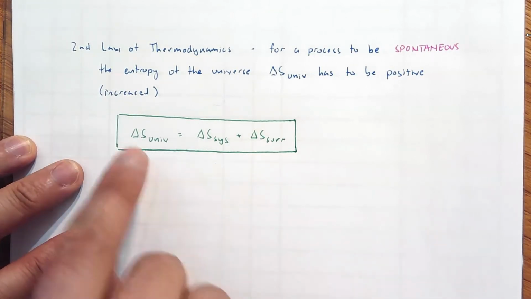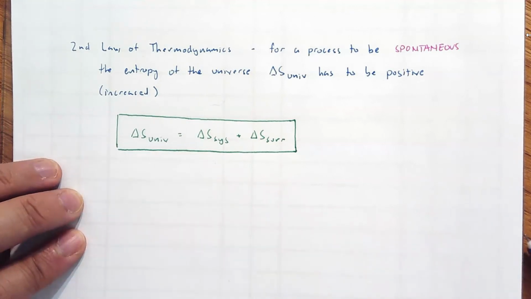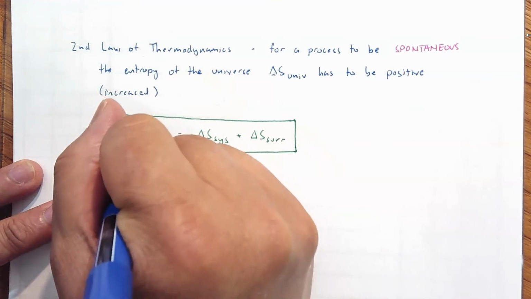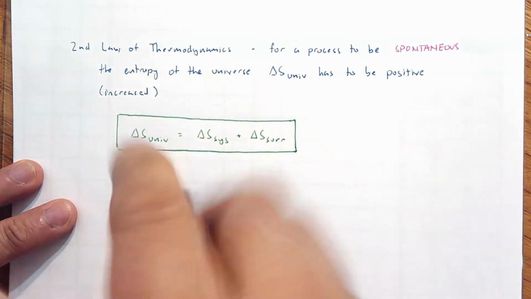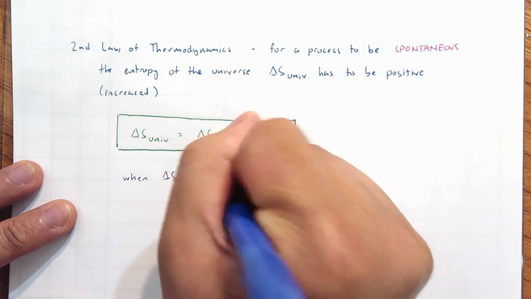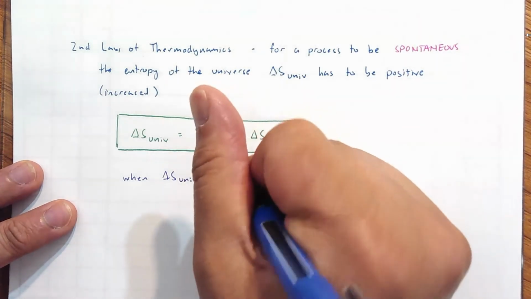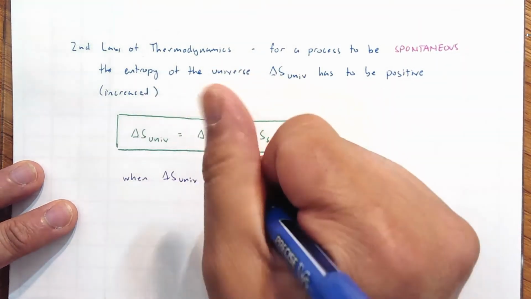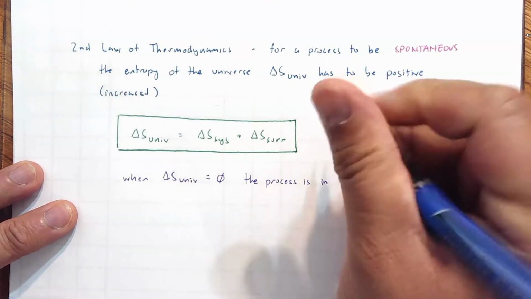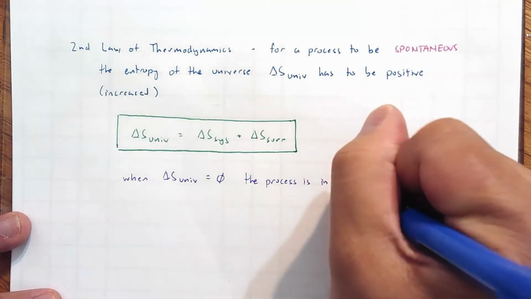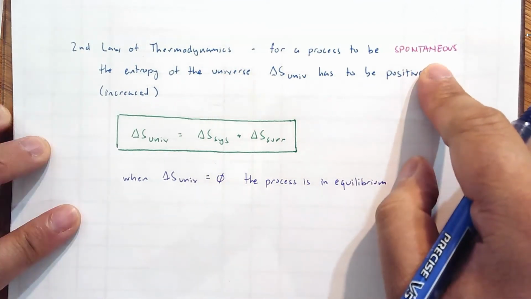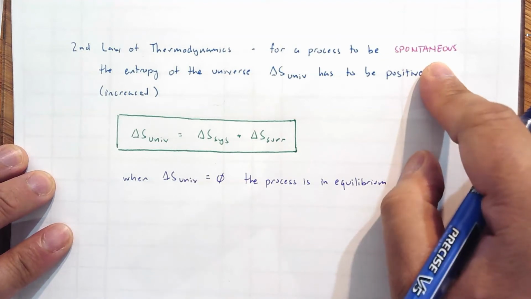Now, if the delta S of the universe is zero, that process is at equilibrium. So there are cases where delta S universe is zero. When it equals zero, the process is in equilibrium. Literally, the process is neither spontaneous nor non-spontaneous.